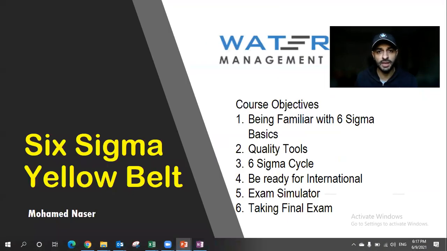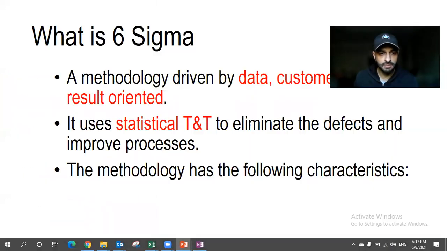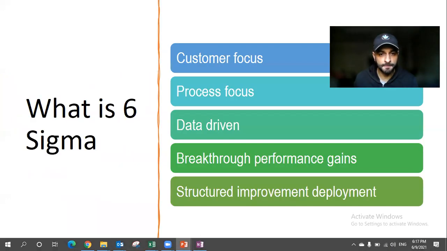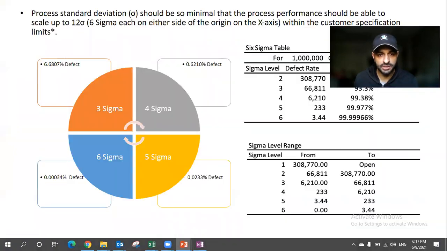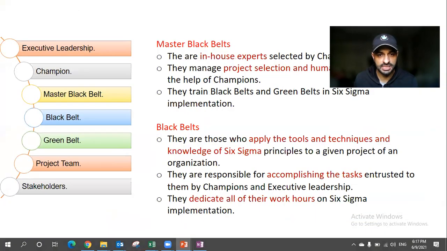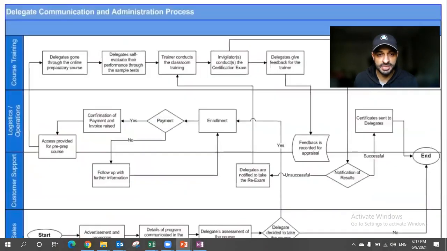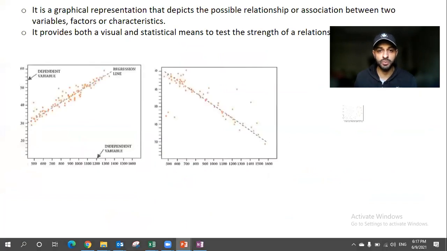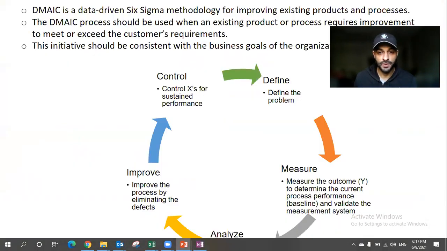Okay, this is about me and my experience, okay? Let me move quickly to the Six Sigma cycle. I will explain it to you. What is the Six Sigma cycle? Before we move to the Six Sigma cycle, I will put up a slide and we will discuss the definition of Six Sigma.